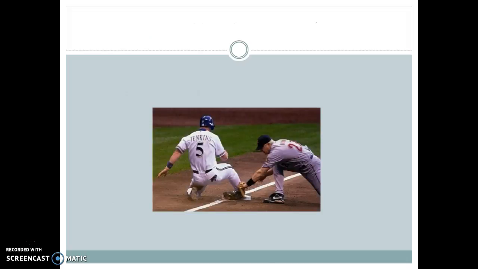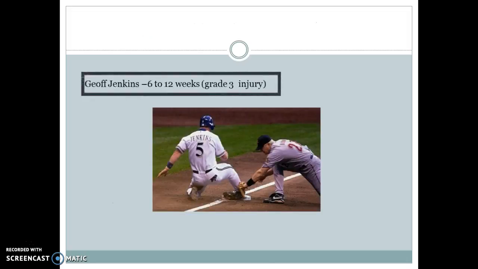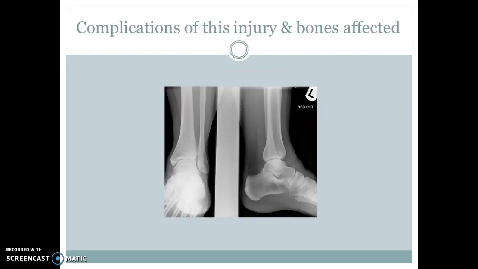And the worst one is the third degree injury. Third degree injury, Mr. Geoff Jenkins, Major League Baseball player. It took him 6 to 12 months actually to recover, not 6 to 12 weeks. That is a technical fault.